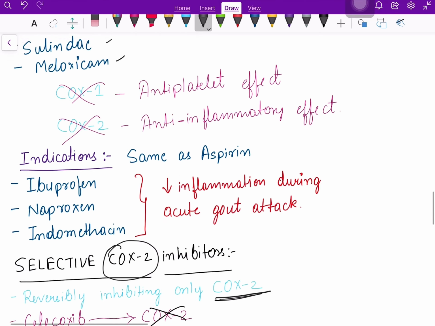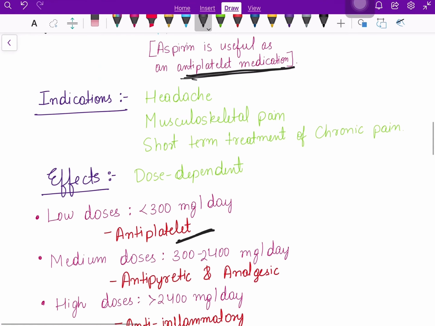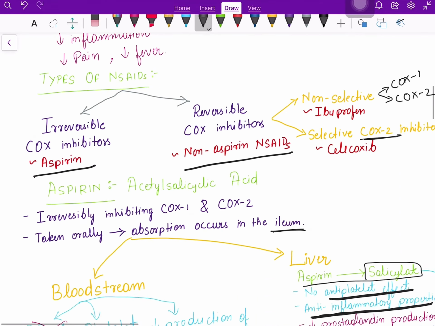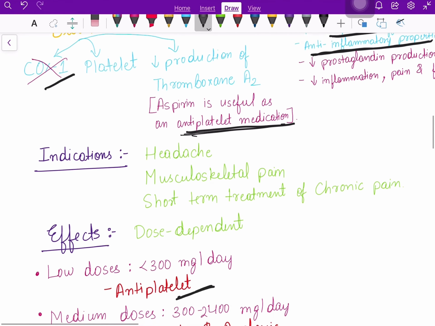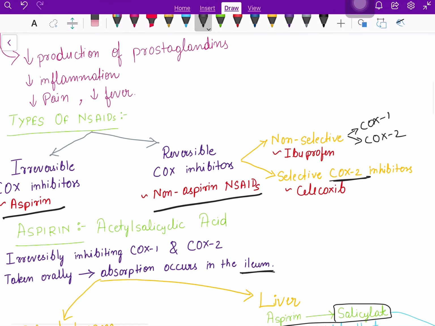So I know NSAID is a tough topic and it's a little confusing also. Therefore, I will clear it again for you. The types of NSAIDs are mainly two, that is reversible and irreversible. Irreversible, that is aspirin, and reversible, that is non-selective and selective. Non-selective, that is ibuprofen, and selective, that can be celecoxib. There are more drugs, but mainly ibuprofen for non-selective and celecoxib for selective drugs.